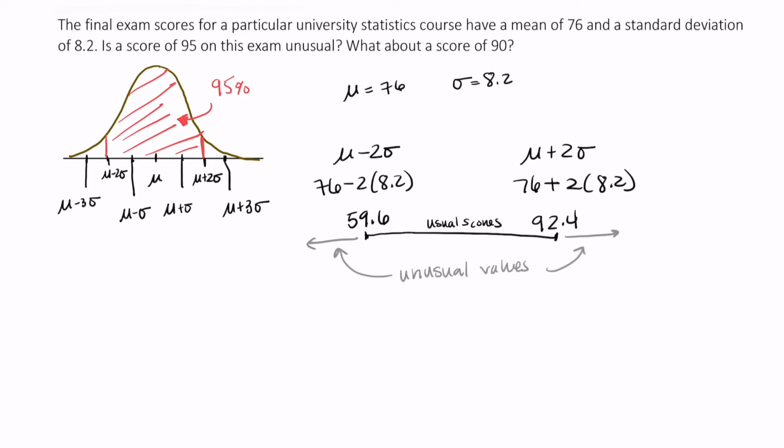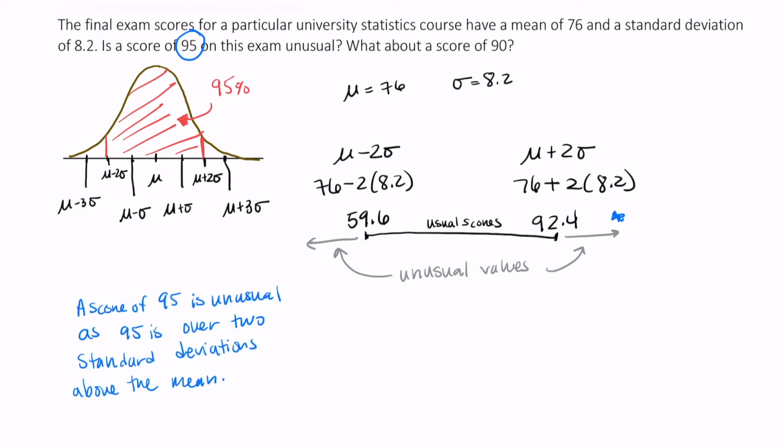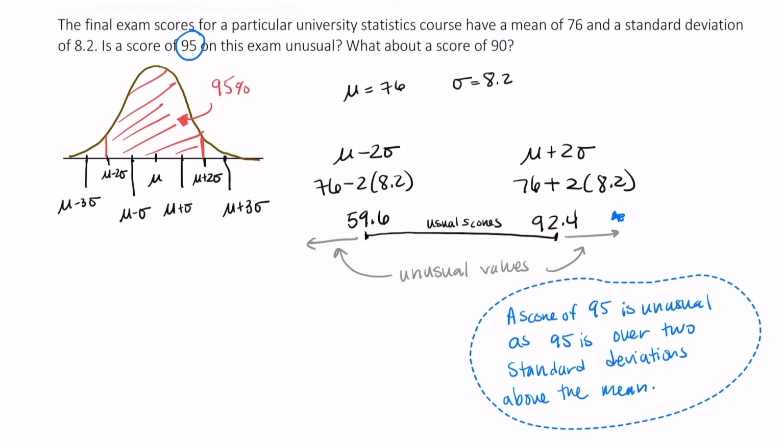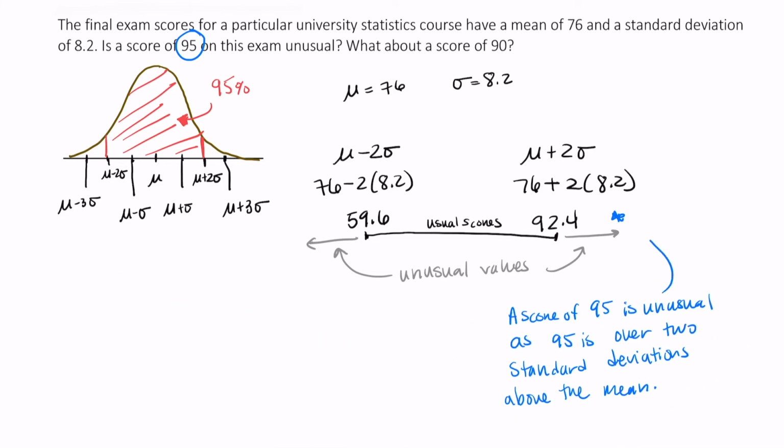Okay, so let's take a look. A score of 95 would be around here somewhere. So 95 is unusual. And for my own sake, I'm going to move this here to this side, closer to the blue mark here. And now let's take a look at the other score. So a score of 90, well, that would be around here somewhere. So a score of 90 would be considered usual.